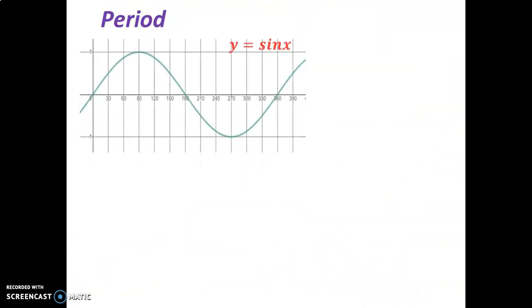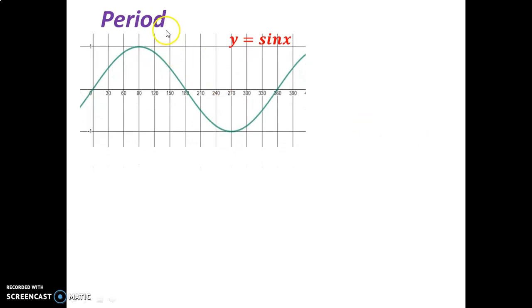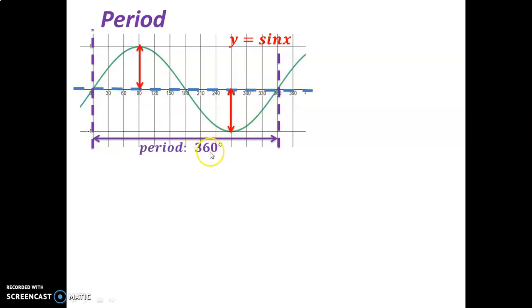Okay, let's move on. Let's talk about something called the period. The period is basically how long it takes to complete one wave. So let's take a look here. Here's our midline again. Here's our amplitude. And then from here, this is where the wave begins. And if I follow the wave, it comes back to that same starting place. That's a full wave. That is your period, okay? For a normal sine curve, we talked about that last time, the period is 360 degrees. Okay, that's the normal sine curve.